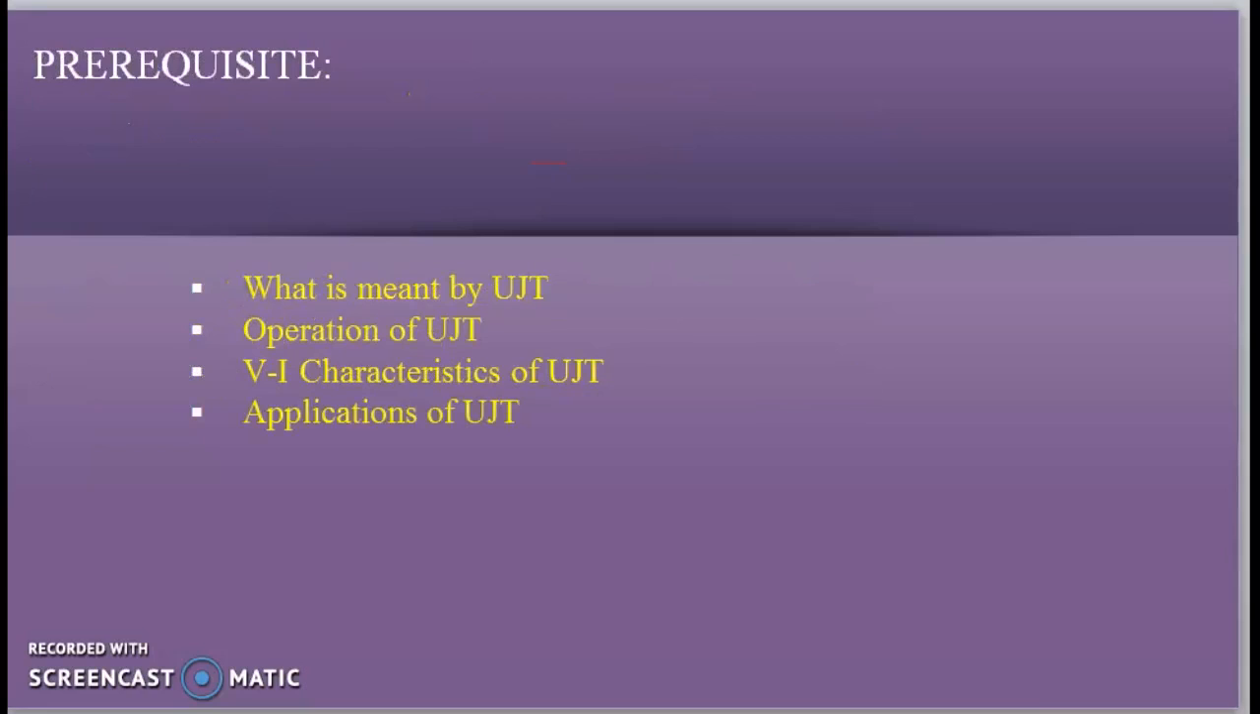What are the prerequisites required for this? Before studying the PUT, that is Programmable Unijunction Transistor, you must be able to understand, and we have already studied, what is meant by UJT, operation of UJT, VI characteristics of UJT, applications of UJT.